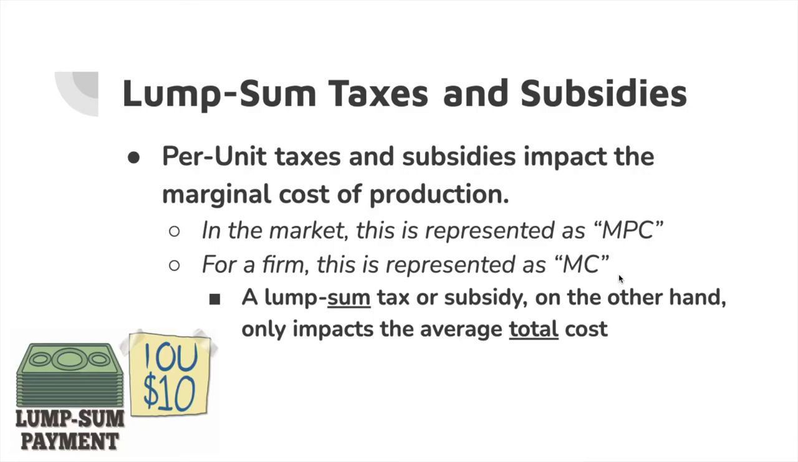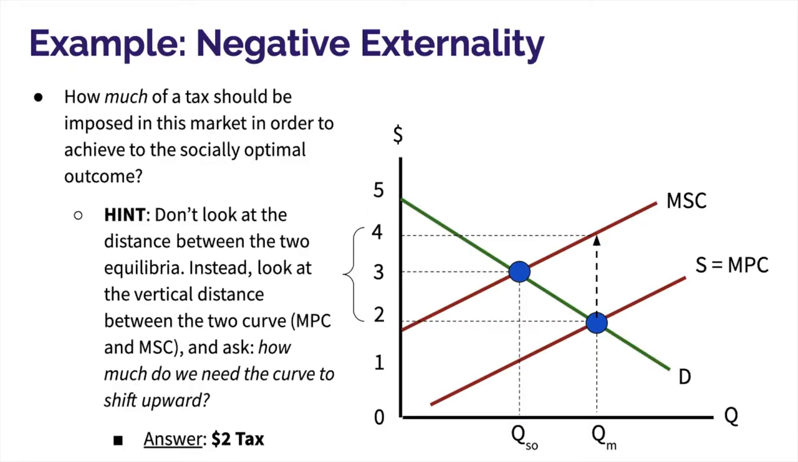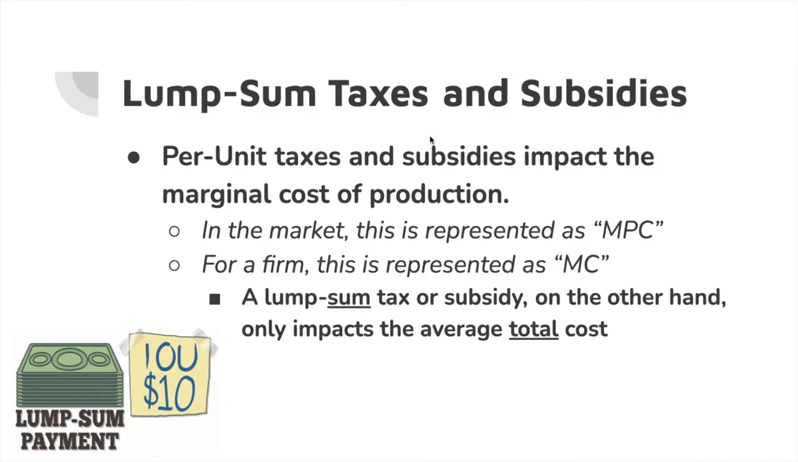What about lump sum taxes and subsidies? We've talked a lot about per unit, but what about lump sum? Well, remember, per unit essentially means margin. We've talked all year about marginal cost, marginal revenue, marginal benefit, marginal product. That's just per unit. Lump sum means total. And that's really what sum means, right? In mathematics, for example, it's just total. So we've added everything up. It's a lump sum. So per unit taxes and subsidies impact the marginal cost, but a lump sum tax or subsidy only affects the average total cost curve.